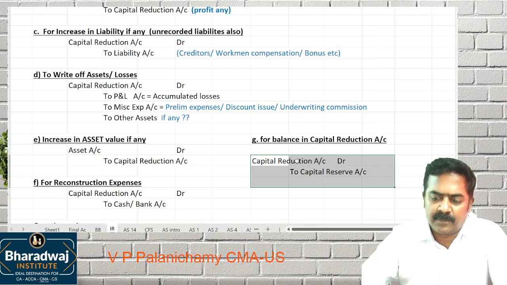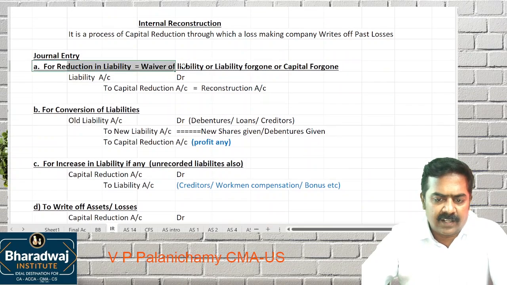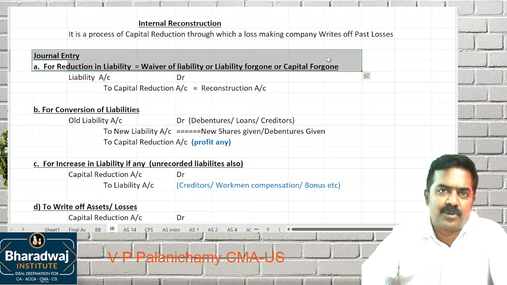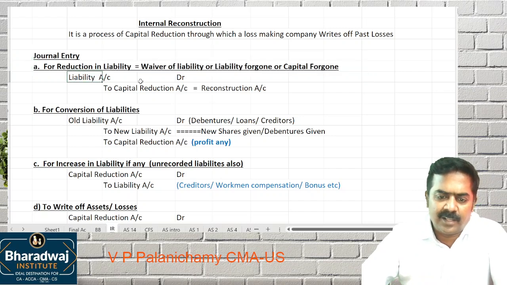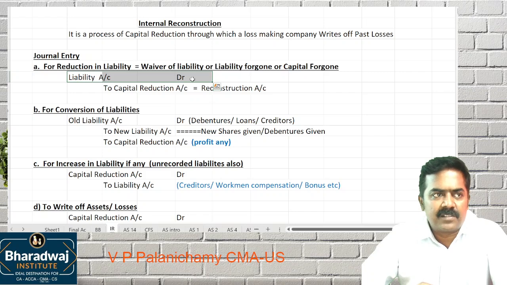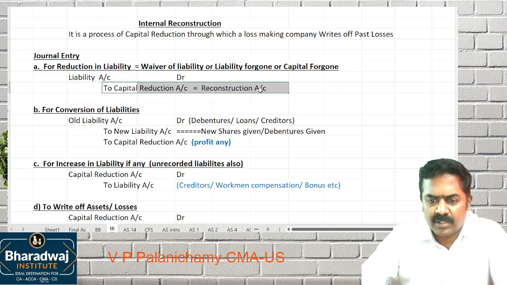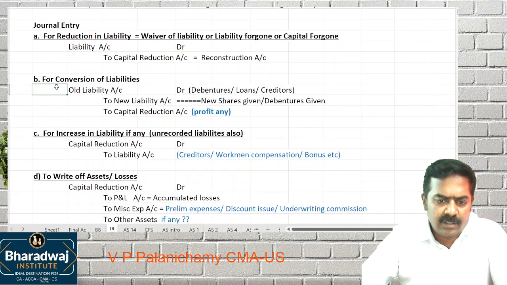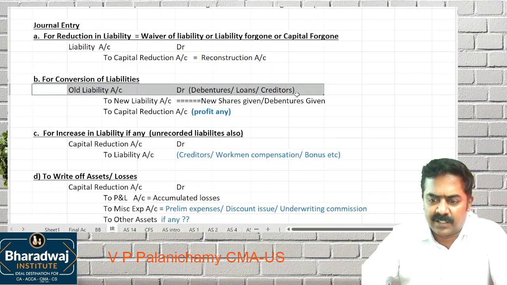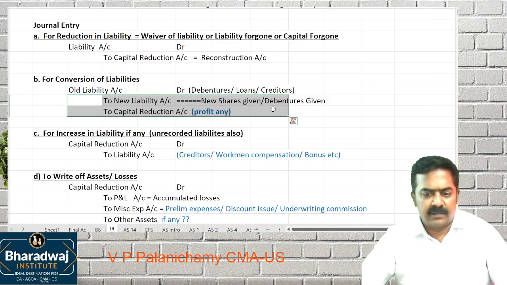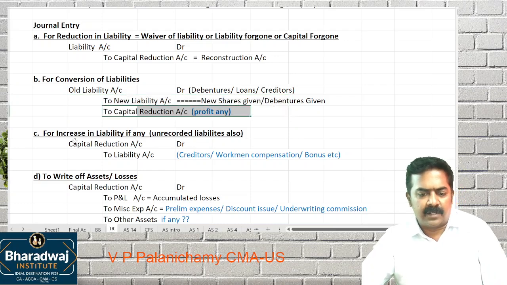Capital reserve account. I repeat, when a liability reduces, or when the liability is offering some discount, or we get some discounts through a negotiation process, debit the liability. Why debit the liability? Liability will have which balance? Credit balance, debit to close. The profit will be transferred to which account? Capital reduction account. To convert liabilities like debentures, etc. to equity shares, cancel old liability, debenture or loans or creditors, to which one? Share capital. Balance will go to capital reduction.